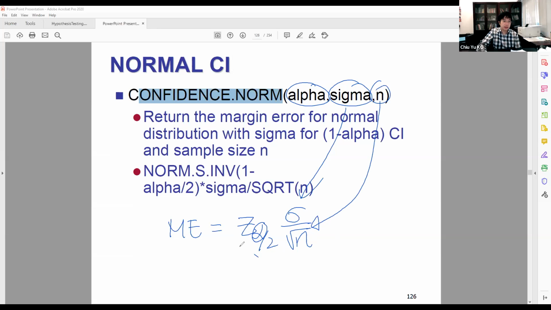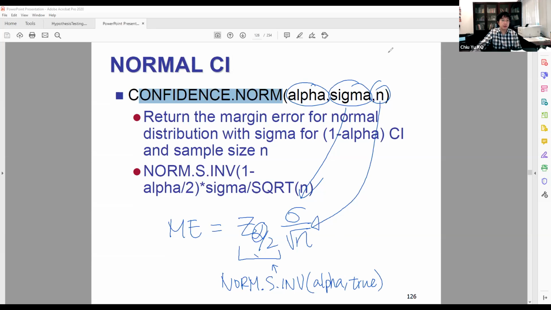Okay, so basically this is just norm.s.inv, right, with alpha. That is the standard thing, right? So this is how this function looks like.